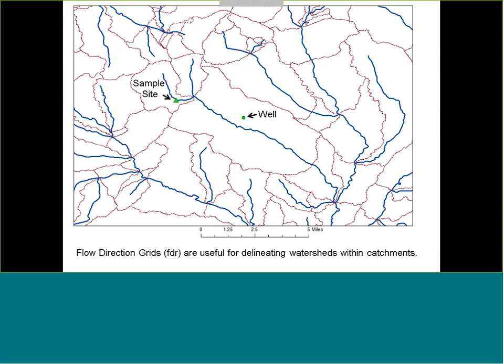This figure and that on the next slide will illustrate these uses. For example, the surface drainage above a point on the land surface, such as a well, or a point along a stream, such as a sampling location, can be determined.